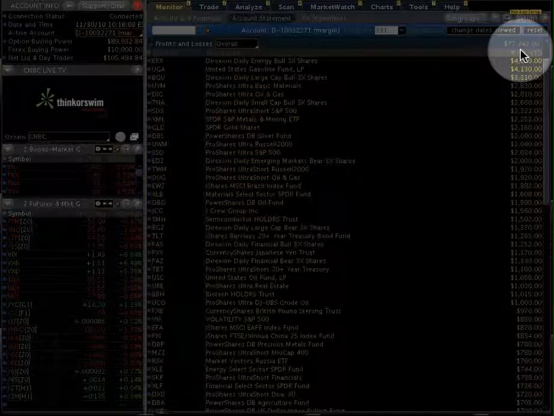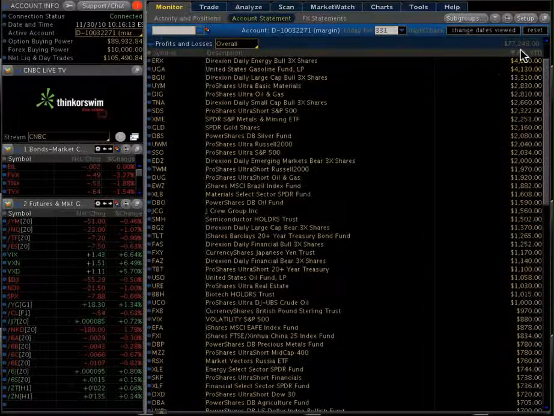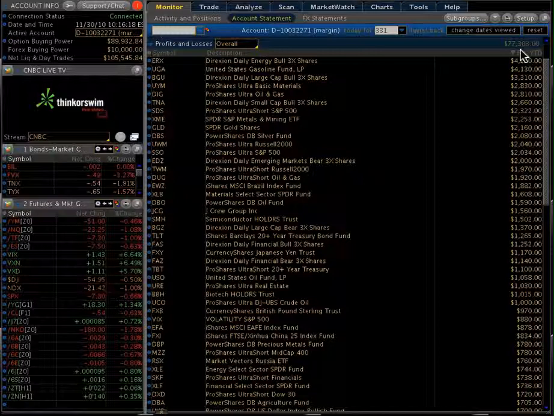If you take the profit of 77,000, I'll just use a round number, divided by the start of year cash balance of 50,000, you get a gain for the entire portfolio of about 154%. That's a gain of 14% per month.